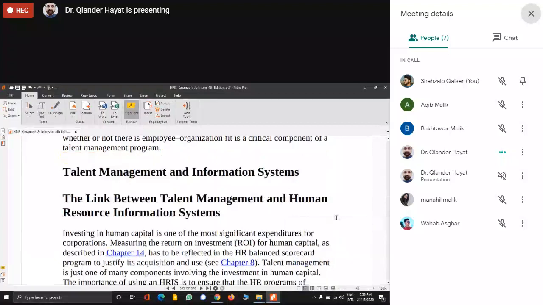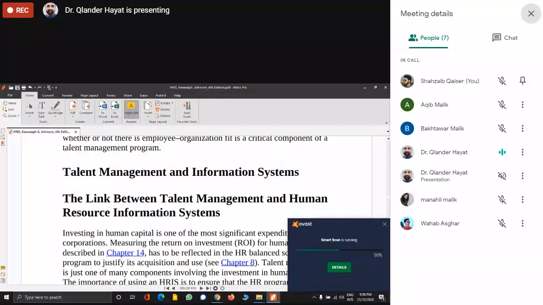Okay, now what is the link between talent management and human resource information system? How are talent management and human resource information system linked?